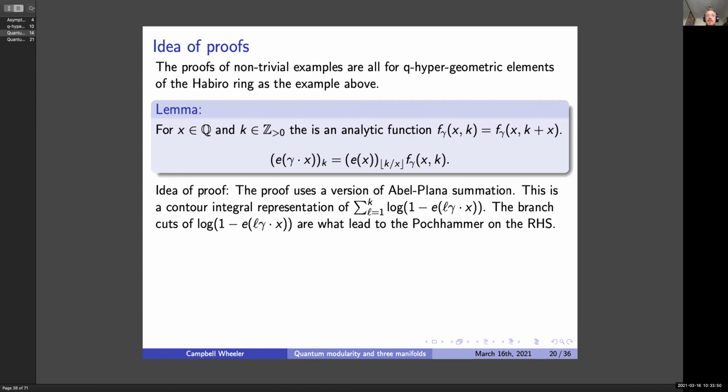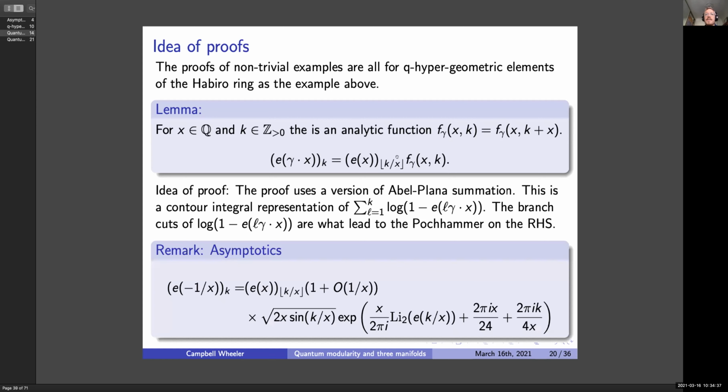The proof of this is basically just some third-year complex analysis. You want to write out this sum here. So you take the logarithm of the left-hand side, and you write this sum as an integral by doing some contour integration. This is effectively just a variation on the Abel-Plana summation formula. What leads to this Pochhammer symbol appearing is basically the branch cuts of this function. When you do this contour integration, you have to go around these branch cuts, and that's why there's this floor function appearing, because at certain points you get another branch cut and you jump up by one of these values. That just gives you a flavor for how the proofs go.